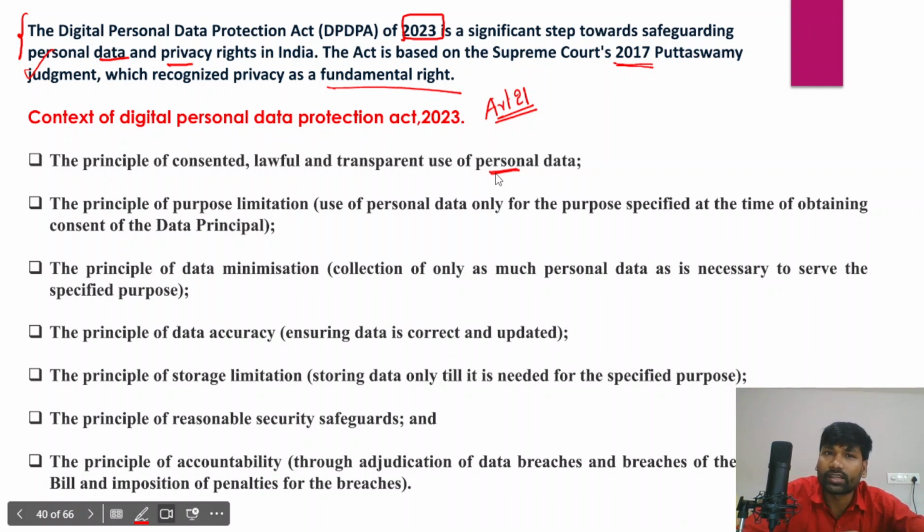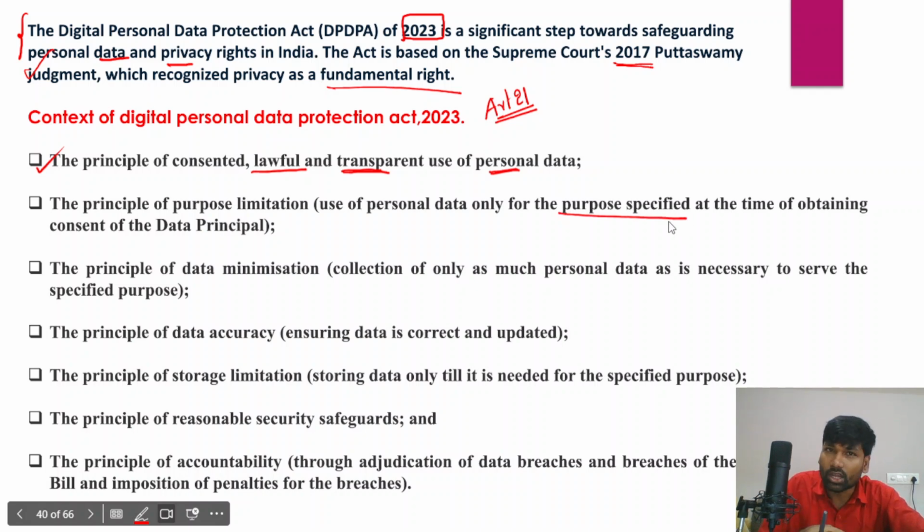So in this context, through the Act of 2023, the principle of consent of the individual to whom the data belongs, and lawful and transparent usage of personal data, is mandated. And there is the principle of purpose limitation: the government, any other third party or private entity should have certain limitations when it comes to the usage of personal data. So, use of personal data only for the purpose specified.